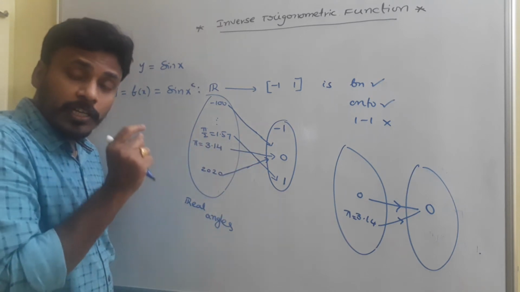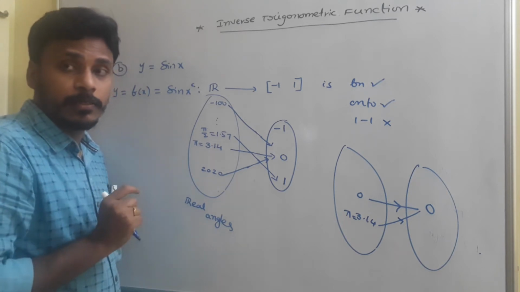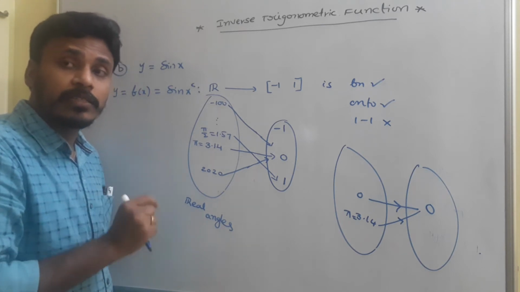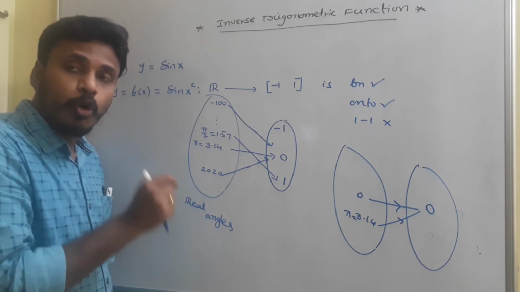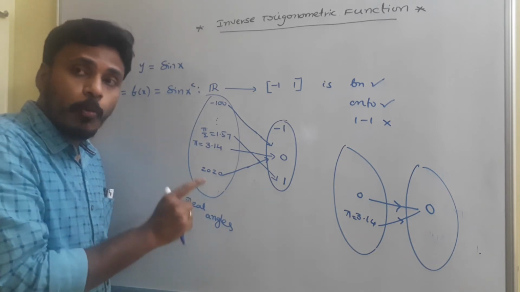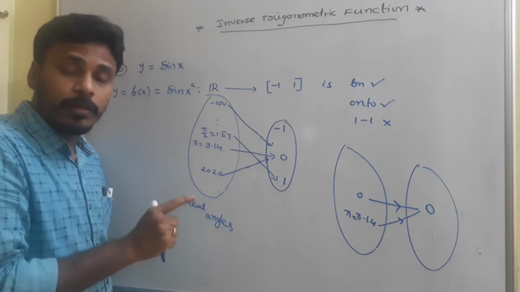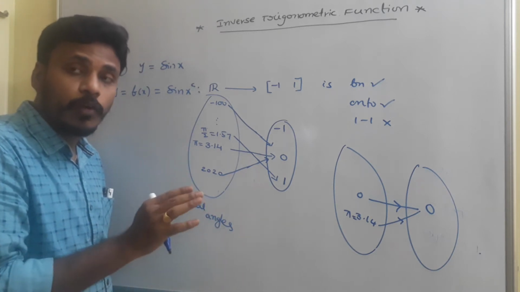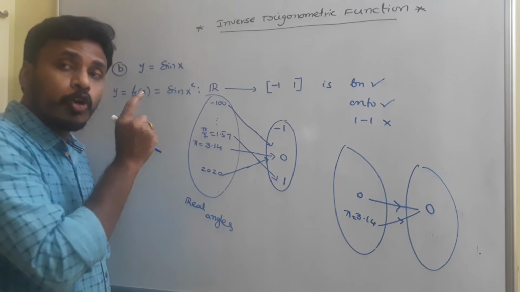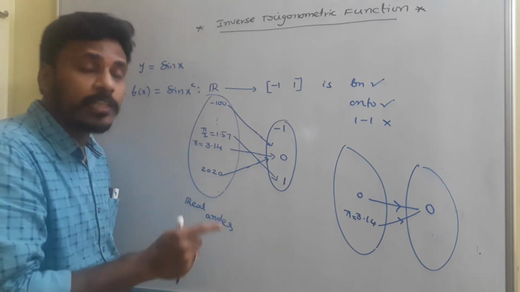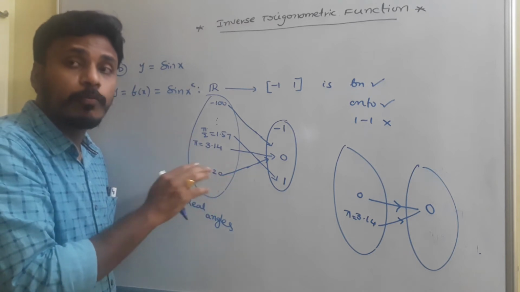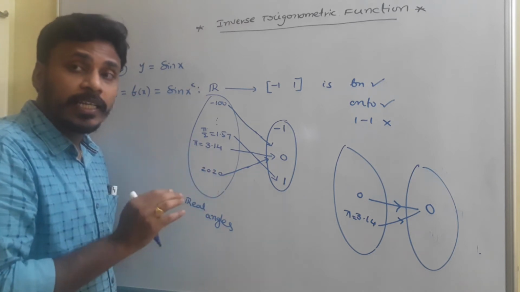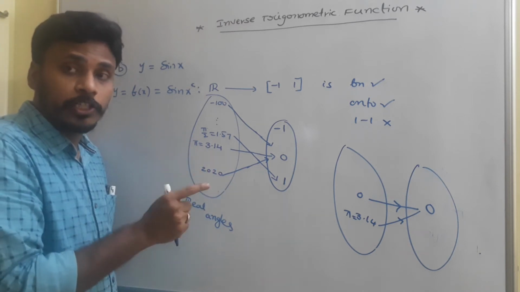See, the function is the trigonometric function sin x. To make that sin x a bijection, we need to think about its domain and codomain. If the domain and codomain both are real numbers, it is just a function, not 1-1 and not onto. If the domain is real numbers and the codomain is the interval -1 to 1, it is just a function and onto but not 1-1. But I need a 1-1 onto function.